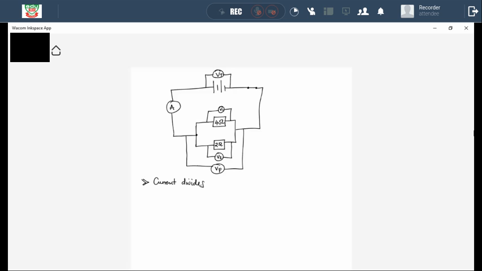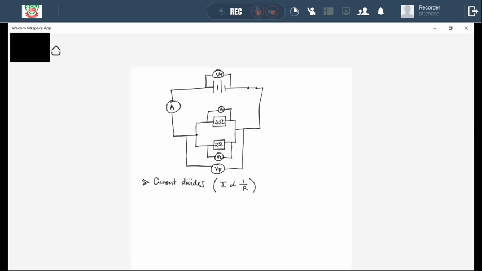We can still get the same answer. So current divides here. And how does current divide? In brackets, I should say current is inversely proportional to resistance, meaning to say the pathway that has got higher resistance will get lower current. So in this case, the 2 ohm pathway will get more current as compared to the 4 ohm pathway. So current divides, friends.